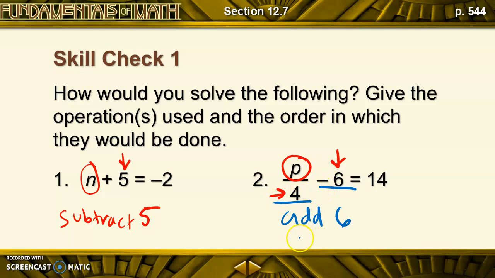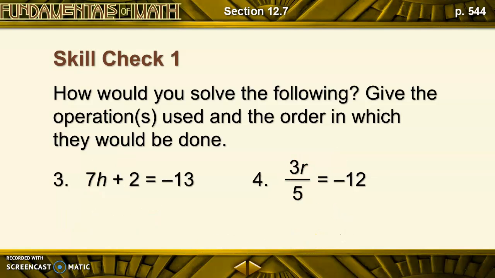And then I'm going to multiply by 4. Now, why would I multiply? Because this is p divided by 4. And the opposite of division is multiplication. So we're just using inverse operations.